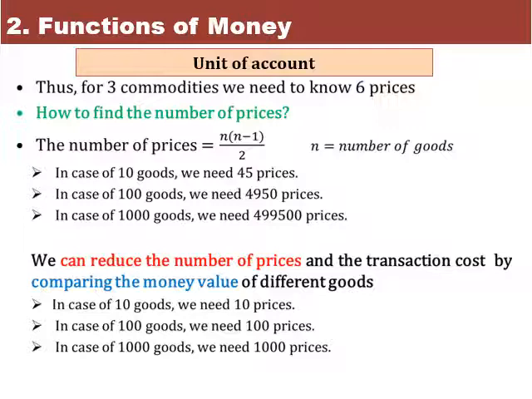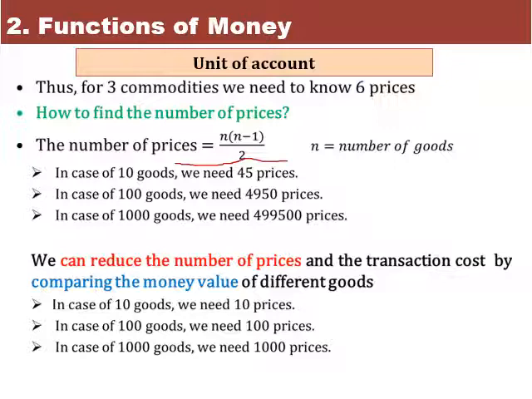To compute the number of required prices, we can use this formula here, where the number of prices equals n times n minus 1 divided by 2, where n is the number of goods in the economy.